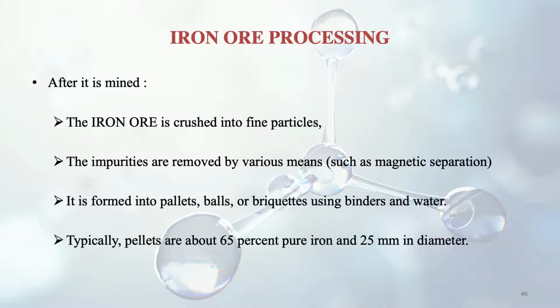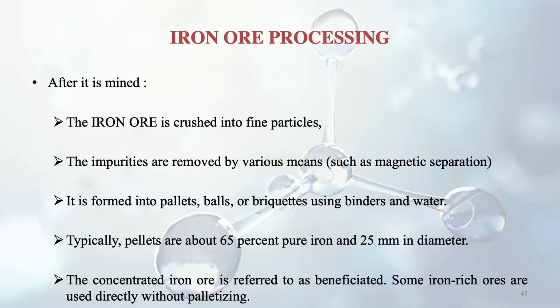Typically pellets are about 65% pure iron and 25 millimeter in diameter. So this is a kind of standard, you can say. They contain 65% pure iron and their diameter is kept at 25 millimeter. The concentrated iron ore is referred to as beneficiated. So this is a term which is used: if the iron ore is concentrated, it is known as beneficiated. Some iron-rich ores are used directly without pelletizing. So in some cases we don't use pellets, we use them directly.